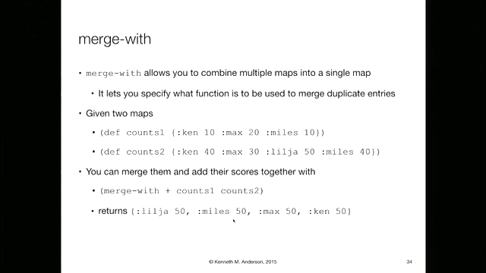Now, we're just using plus because the values of this map are integers, but this is a generic function. You can pass in maps that have all sorts of complexity, all sorts of different types of values. You just have to give it the function that knows, when I have two of the same keys, what do I do to combine them? And you get back a single combined map.